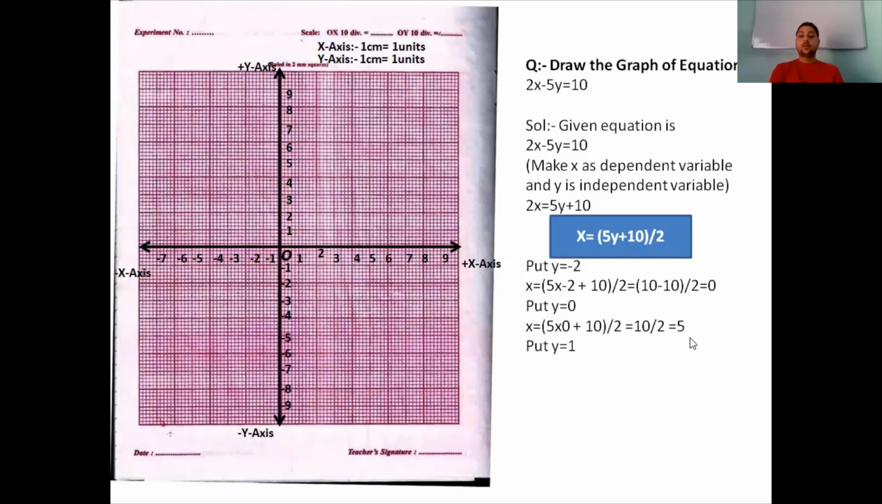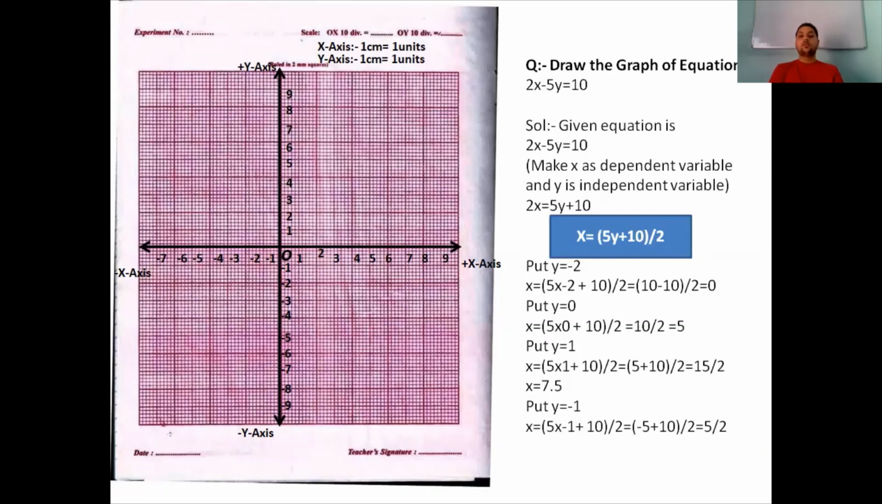Okay, then when y is equal to 1 here, we put y is equal to 1 here. If we do this, then we have a point in decimal form. Look here, we have 5 multiplied by 1 plus 10, that is 5 plus 10, which is equal to 15 divided by 2 here. So 15 divided by 2 is 7.5. Now we have 7.5 here in decimal form. Now we have to check how we are going to represent this point on your Cartesian plane here.